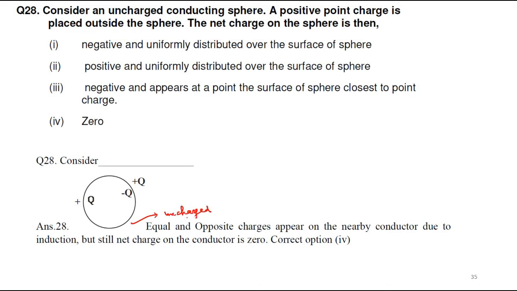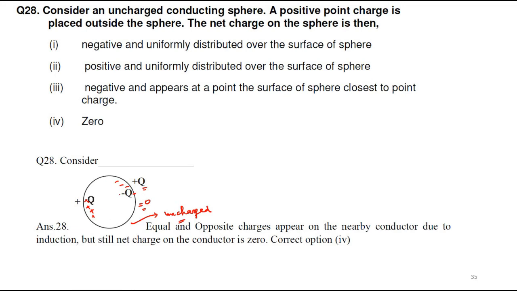Uncharged. Plus q is placed. So what will happen? This will induce negative charges in a close by area equal to this. At a far distant region there will be positive charges, right? But total charge will be 0 because you are not adding to the sphere any charge.